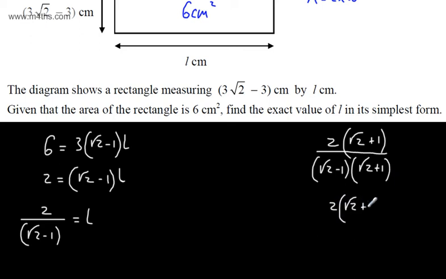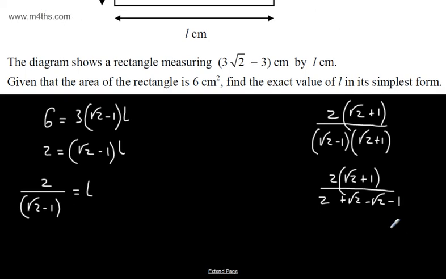So I've got now 2 lots of root 2 plus 1. I'm going to have now root 2 times by root 2 gives us 2. We're going to have plus root 2. We're going to subtract root 2. And finally we're going to have now minus 1. So we can see from this now that in the denominator we cancel these two. This is going to give me 2 minus 1, which is 1. So we can write this as 2 lots of root 2 plus 1 over 1.